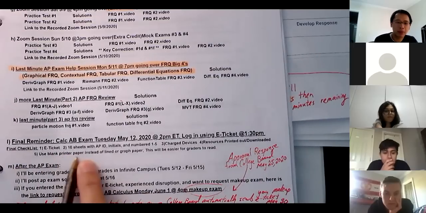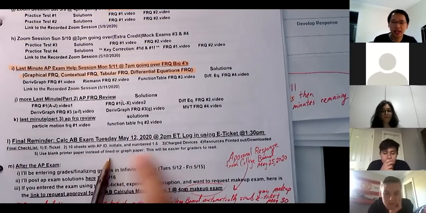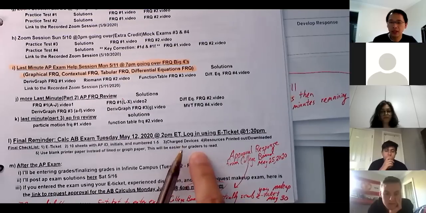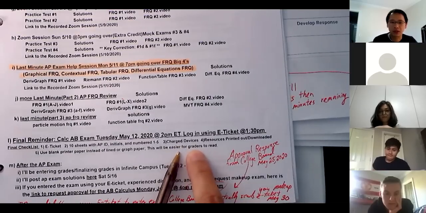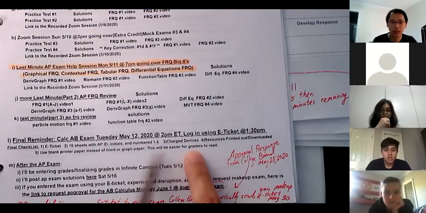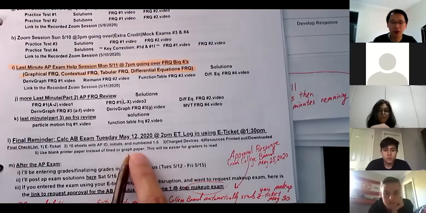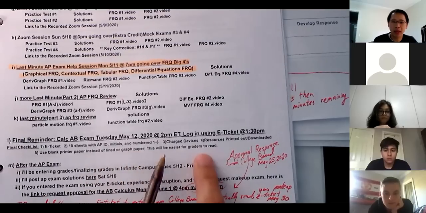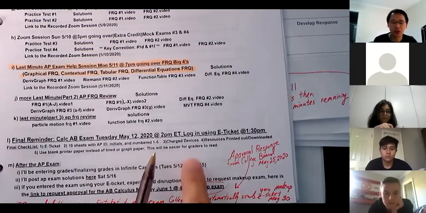Use blank printer paper instead of lined or graph paper. I think it's just easier for graders to read, and we don't want to have a chance of graders not being able to see your work clearly. So try to avoid lined paper or graph paper, and try to use black ink as well. I think black ink is going to show up the best.